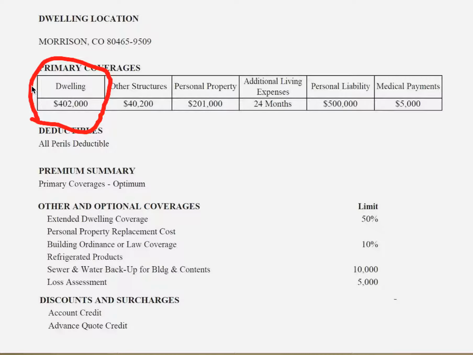Now, the reason we don't use the value of your home is because your land value is also being factored into that value, and the insurance company is not concerned with your land whatsoever. If something were to happen to your home, there would be no instance, no peril, where we would need to rebuild any part of your land. So we're really only concerned with the dwelling itself at this point, and depending on what area you live in Colorado, your land can play a huge role in the value of your home. So hopefully that makes sense.